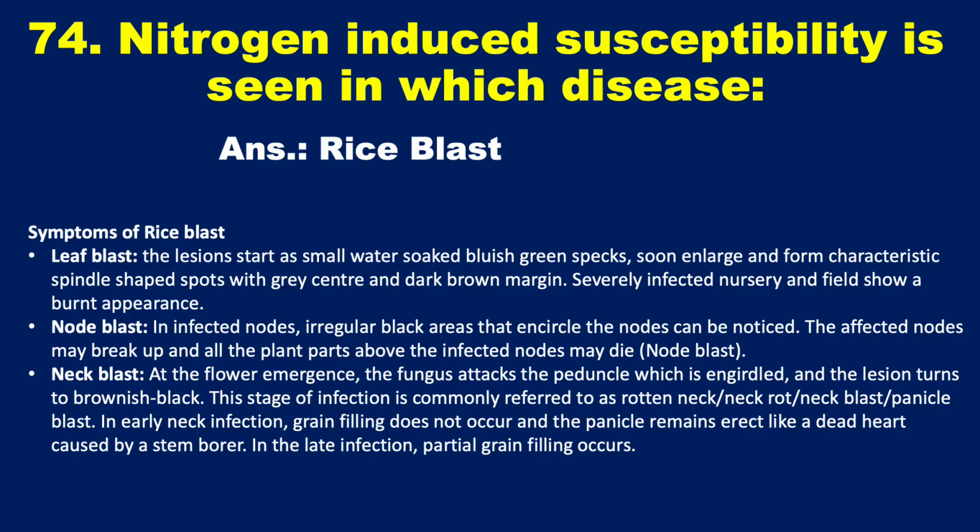Followed by neck blast. At the flowering emergence, the fungus responsible for rice blast, that is Magnaporthe grisea, attacks the peduncle, which is engirdled, and the lesions turn brownish black. This stage of infection is commonly referred to as rotten neck, neck rot, neck blast or panicle blast. In early neck infection, grain filling does not occur and the panicle remains erect like a dead heart caused by stem borer. But in case of late infection, partial grain filling generally occurs.